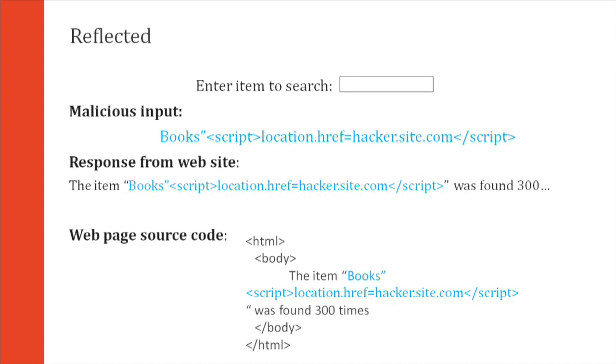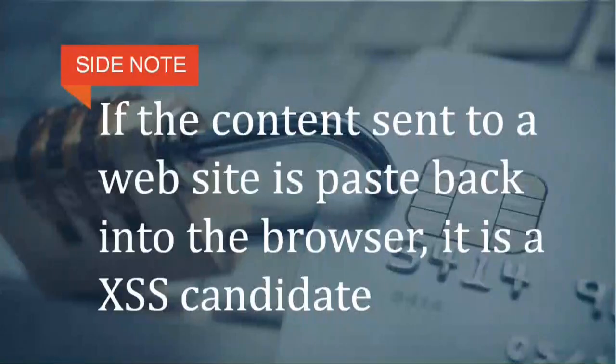What the attacker is going to do here is send that specific link to the user so that when the user clicks on it, it will execute this location.href and redirect the end user to the malicious site. That's called reflected. We send it and right away we receive it back in the response. If the content sent to a website is pasted back into the browser, it is a cross-site scripting candidate, as we saw.